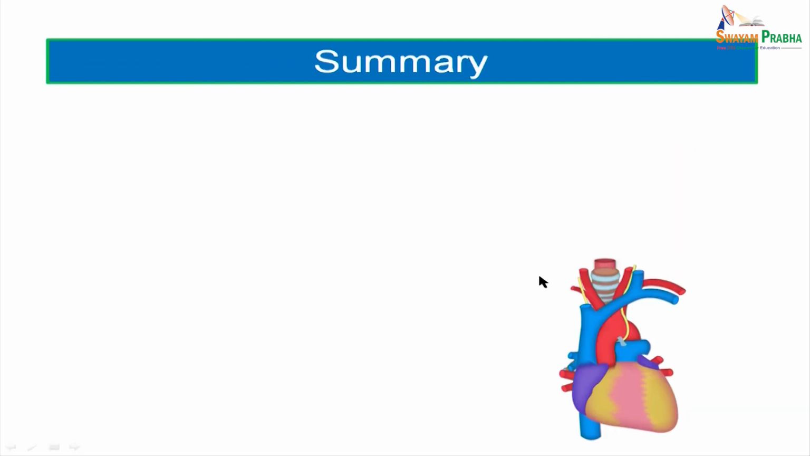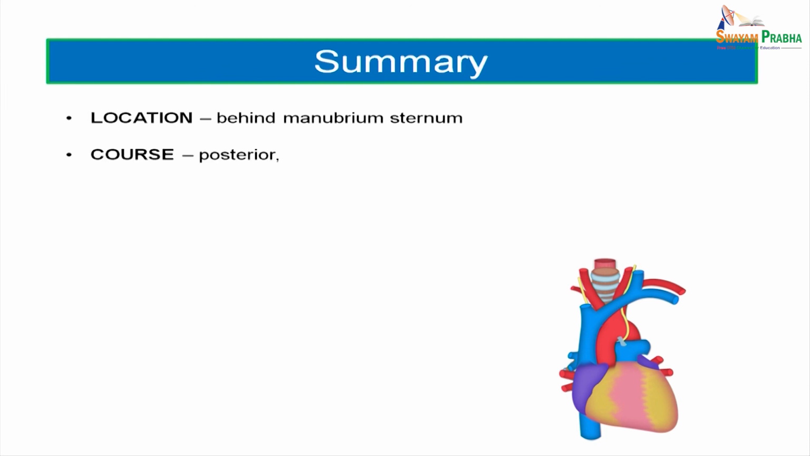So, what are the things which we studied in today's session? We looked at the location, that is behind the manubrium sterni, lower half. The arch courses posteriorly, superiorly to the left, and then finally inferiorly. The important relations it bears with the nerves, that is the phrenic, the left vagus, and also the cardiac branches, and the veins and the viscera, which form an intimate relation, also the trachea.